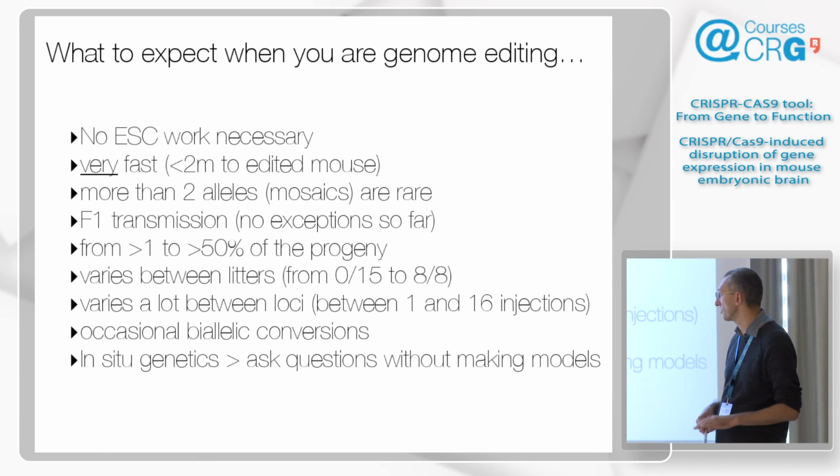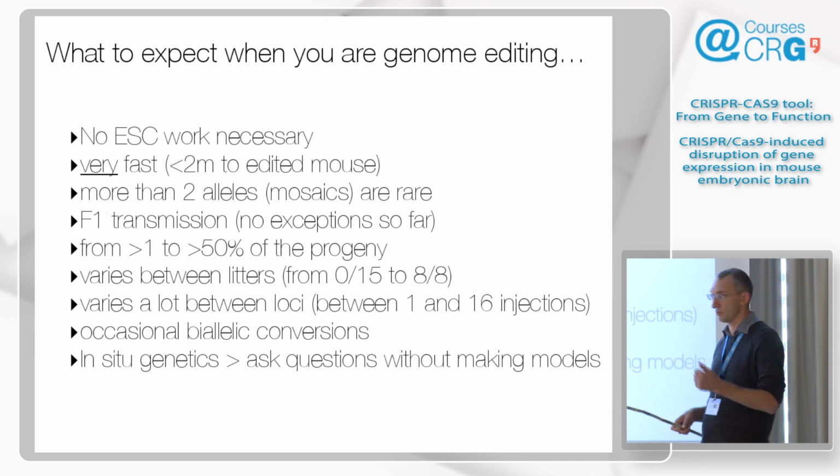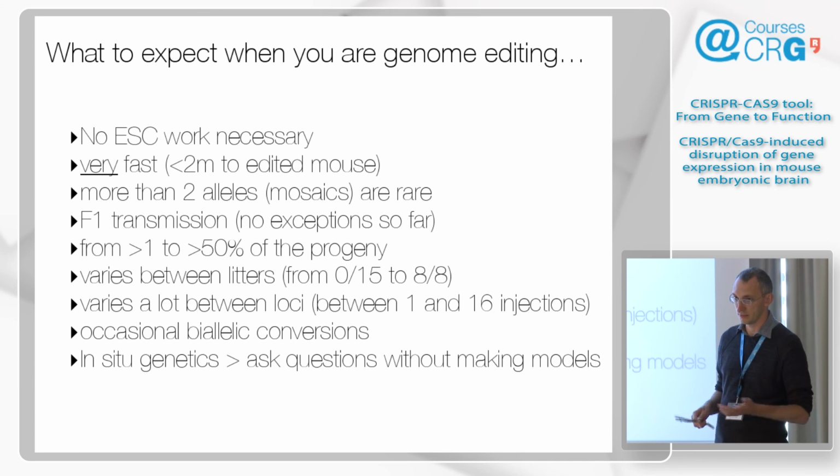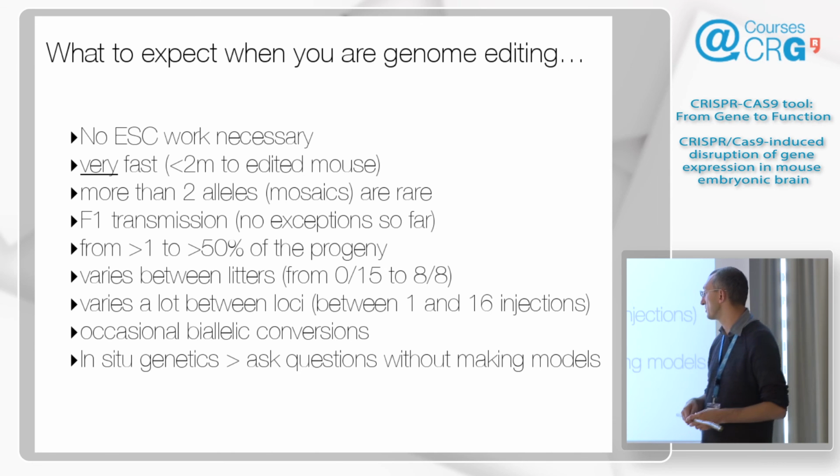This is an important point. It varies between individual litters with the same mix, so there is also some randomness to it, but it also varies significantly between different loci, different genes, right? Depending on the local chromatin context, probably, or some other issues with accessibility, or specifics of the heteroduplex formation or whatever of the specific guide.